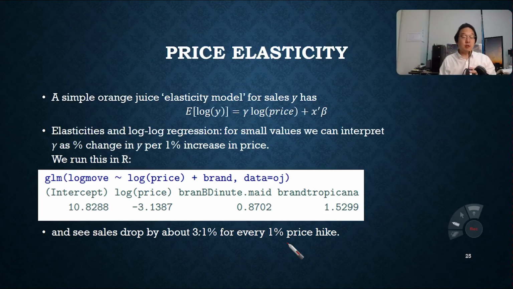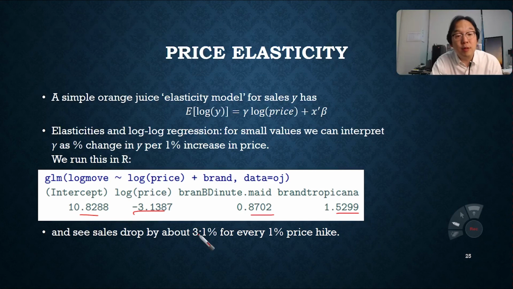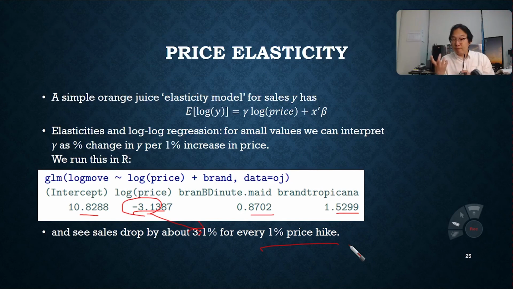And then the result will spit out like this. Intercept, log of price and its coefficient, and then the brand Minute Maid, and then brand Tropicana. Okay? Those coefficients are shown over here. Intercept, and then the other coefficients. And see, sales drop by about 3.1%. I'm sorry, 3.1%. This guy. For every 1% increase in price. Okay? So that's price elasticity of orange juice.